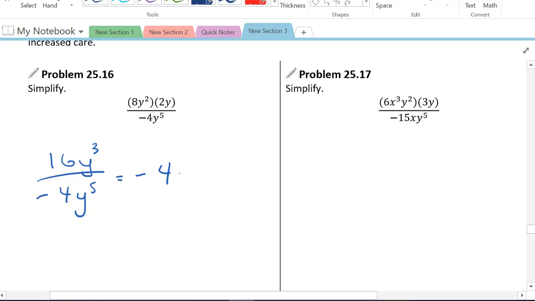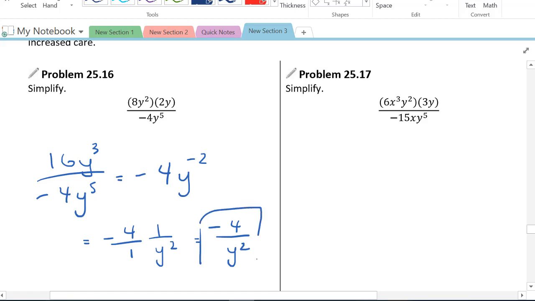Right? And then y to the 3 minus 5. 3 minus 5 is negative 2. And what do I do now? Change everything into a fraction. So that is equal to negative 4 over 1, right? And then that's 1 over y squared. Now multiply straight across. So what does that give me? Negative 4 over y squared. Okay, that's it.